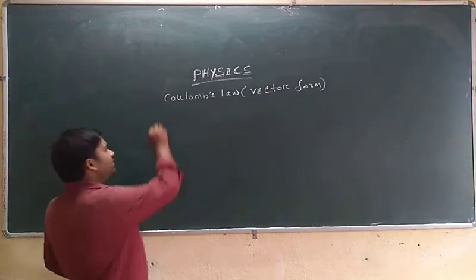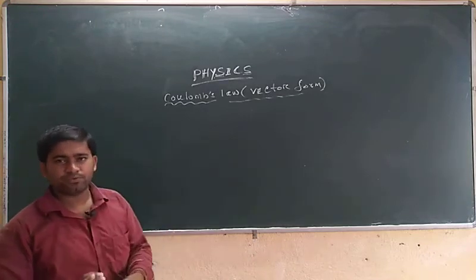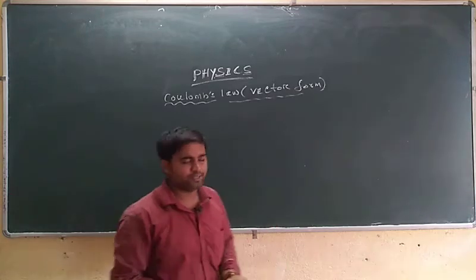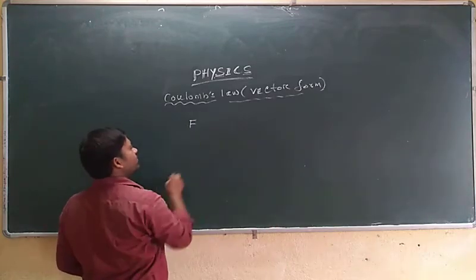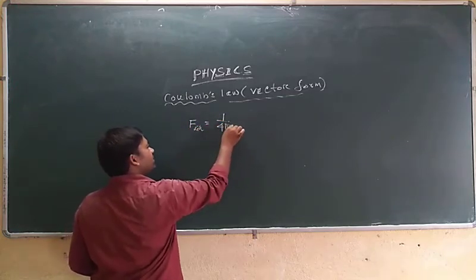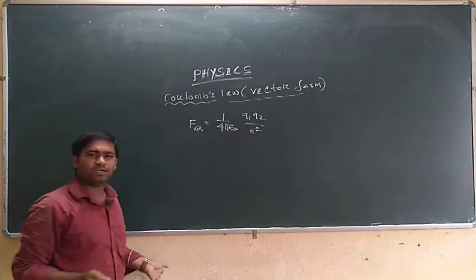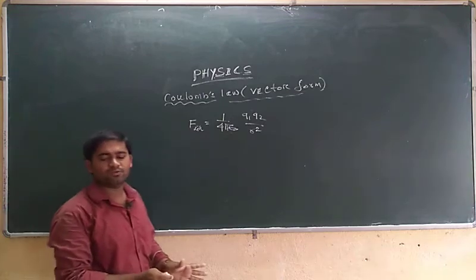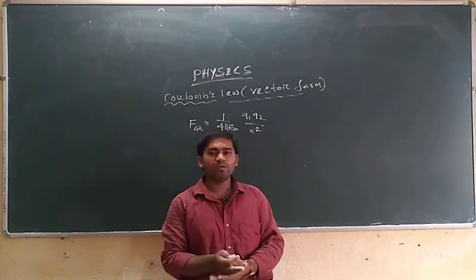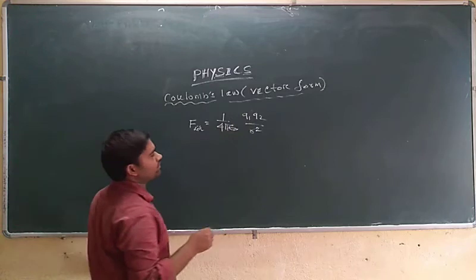How can one write Coulomb's law between two charged particles placed in air, or between two charged particles placed in a medium? If we write Coulomb's force between two charged particles in air, we have 1 by 4 pi epsilon naught q1 q2 divided by r square. Remember this formula, because it will come up in your different problem calculations.